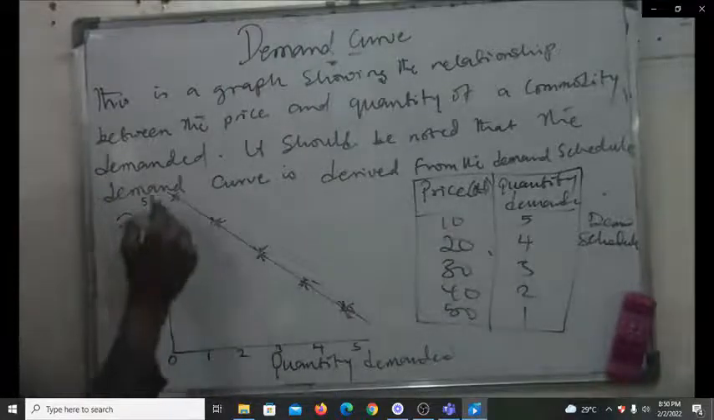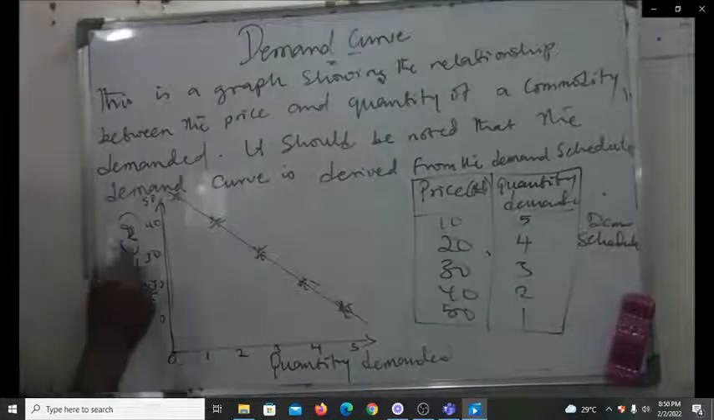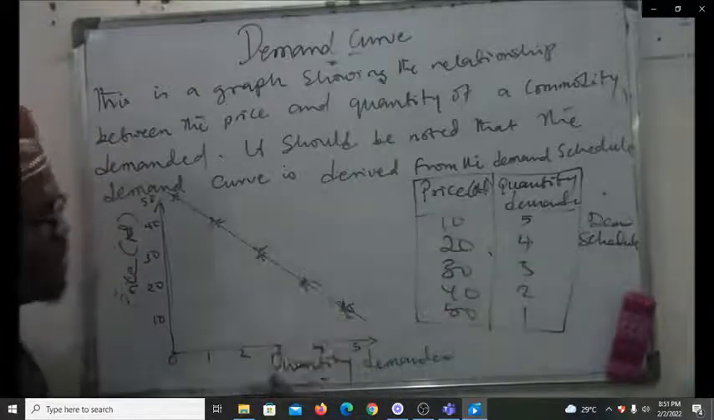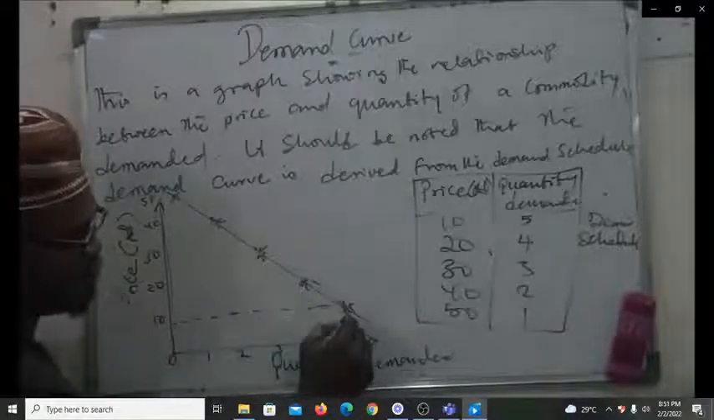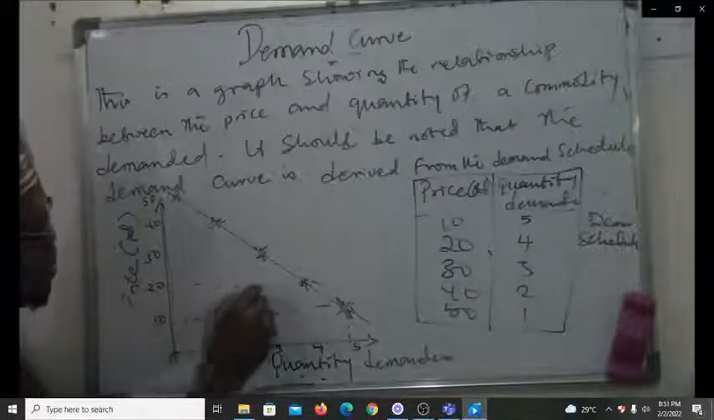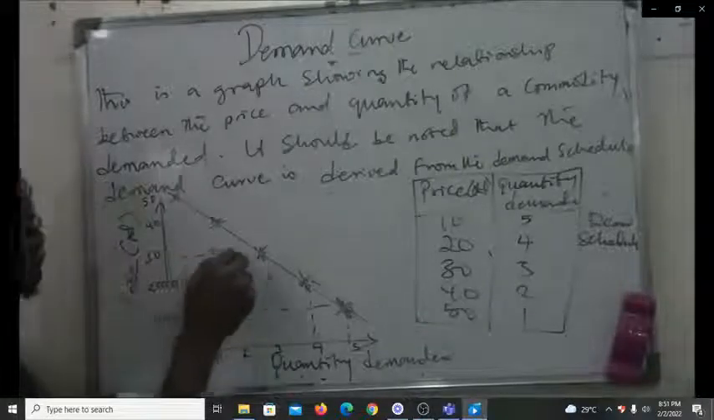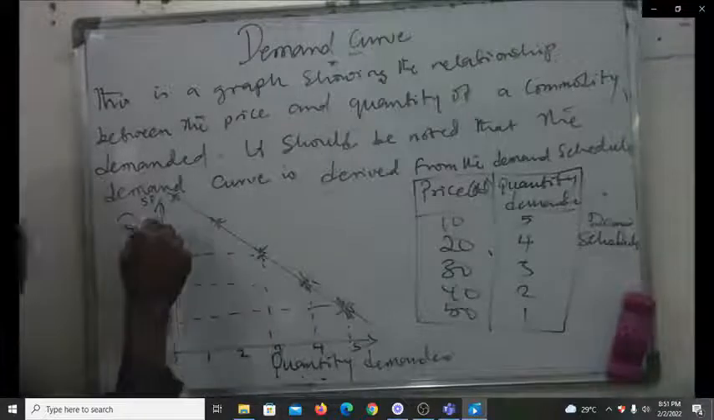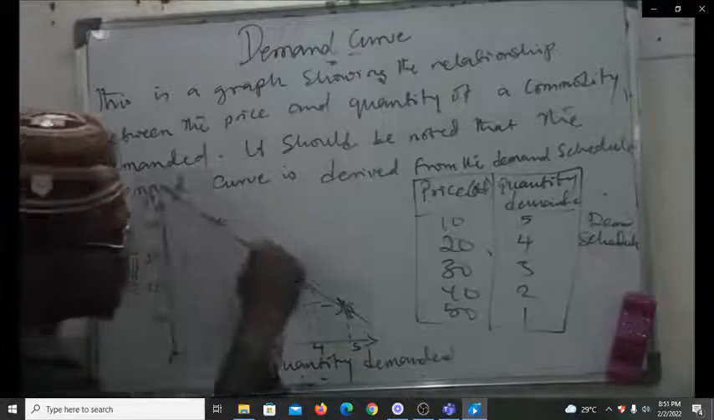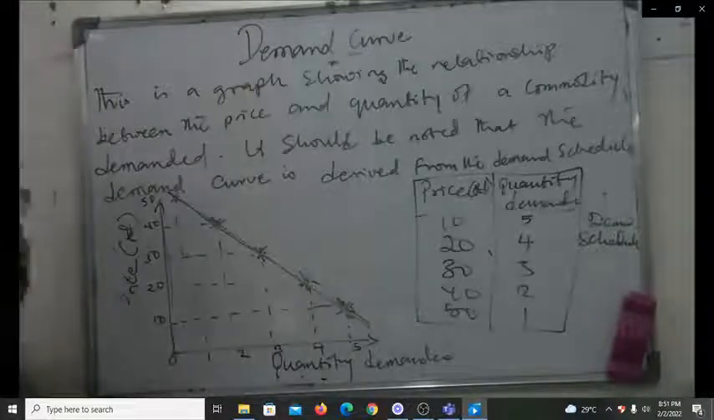Is that clear? You just draw your vertical and horizontal axis. The vertical axis is the price in Naira. The horizontal axis is the quantity demanded. Now, at the price of 10, what is the quantity? 5. Is that clear? So you mark it. At the price of 20, what is the quantity? 4. You mark it, isn't it? At the price of 30, 40, and 50, what is the quantity? You mark all of them. Once you mark, you then draw the curve. Is that clear? And this is for an individual demand schedule.